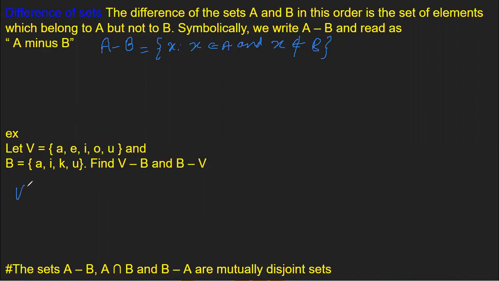A minus B will be, all the elements जो B में है कैंसिल कर दो. ये A कैंसिल हो गया, I कैंसिल हो गया और U कैंसिल हो गया. अब बचा क्या है? E and O. So you have E and O.